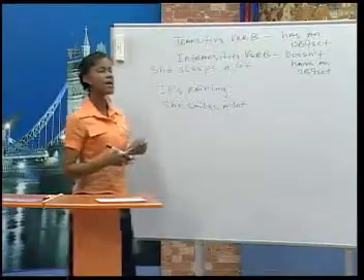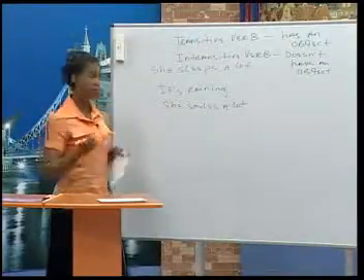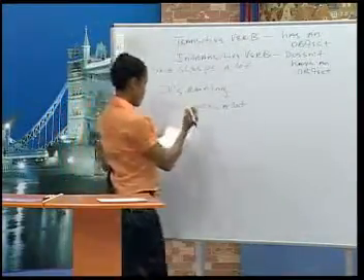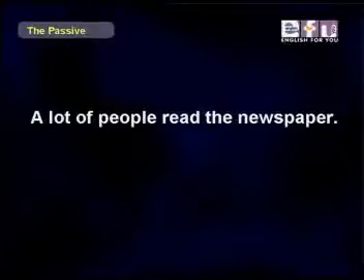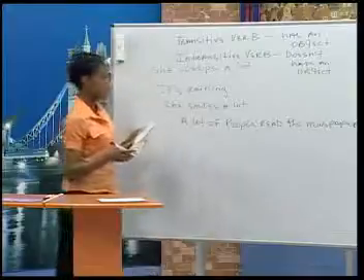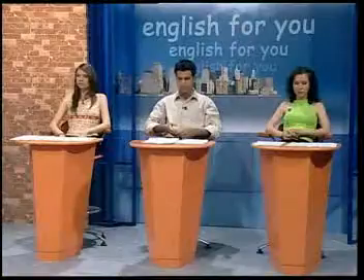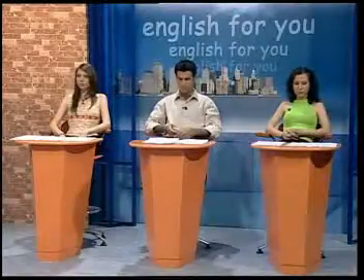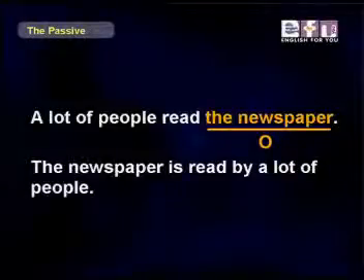Okay, now let's turn our first sentence into the passive. So we had a lot of people read the newspaper. Okay, this is our active sentence. Sylvia? The newspaper is read by a lot of people. Very good. Our passive sentence is the newspaper is read by a lot of people.